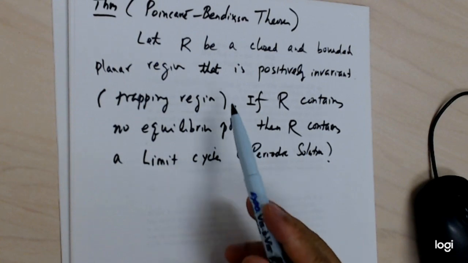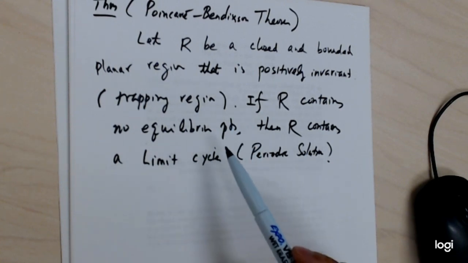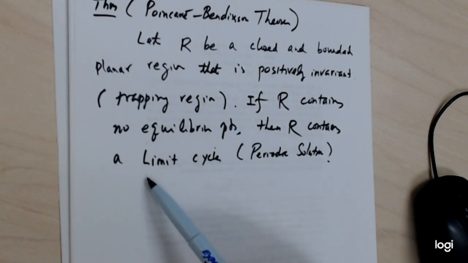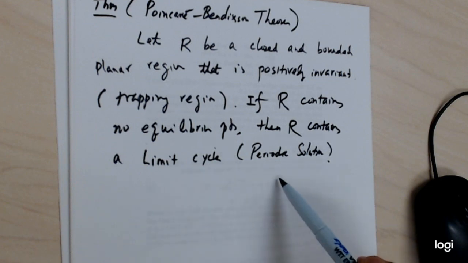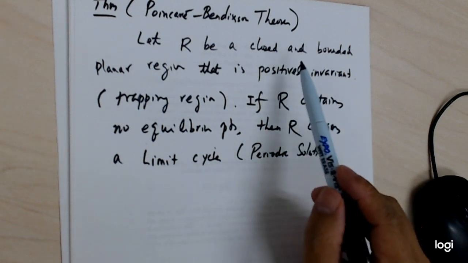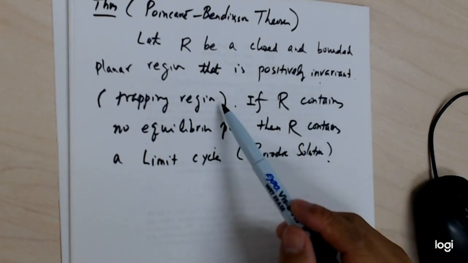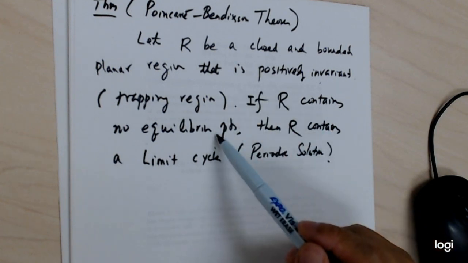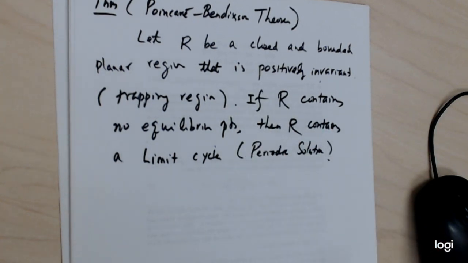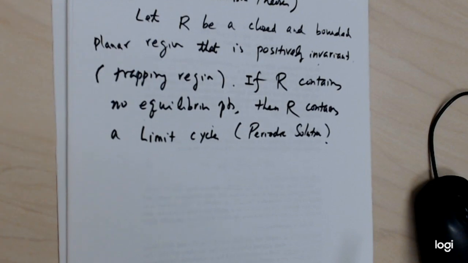Alright, so this theorem shows how you prove that a system actually has a limit cycle, actually has a periodic solution, by constructing a positively invariant region that has no equilibrium points in there. So that's the Poincare-Bendixson theorem.